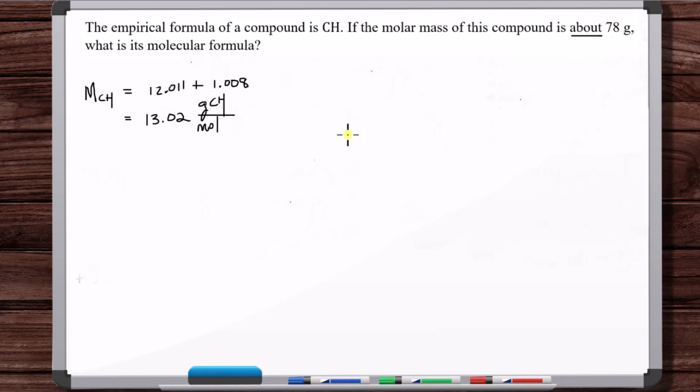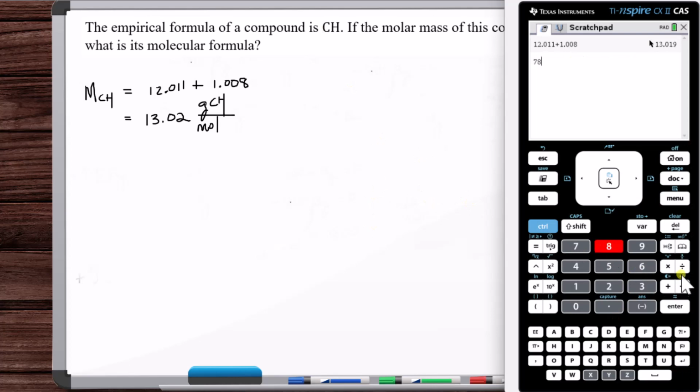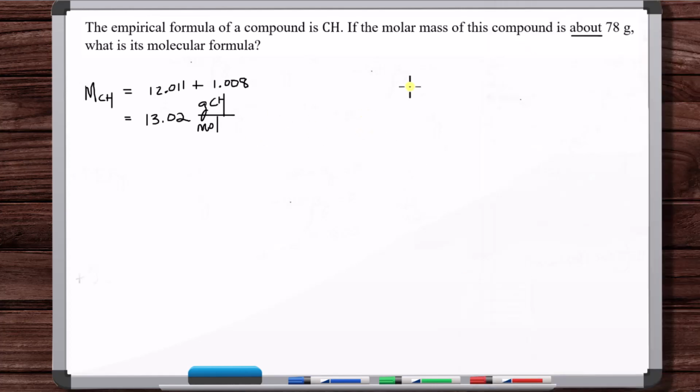If we divide, the molar mass is 78 grams per mole. So 78 divided by 13.02 is 5.99, so 6. So what we do is, this is the empirical formula, just multiply it by 6. So it's going to be C6H6, which is the molecular formula.